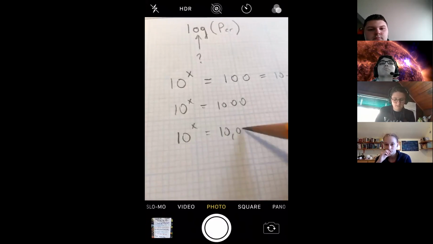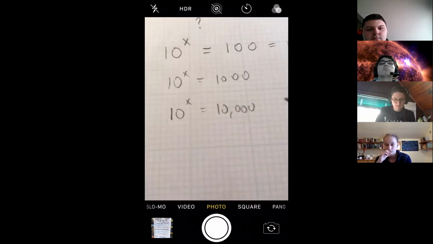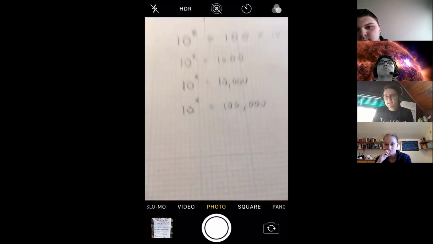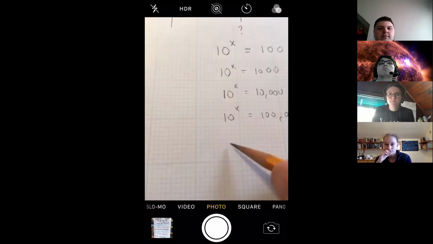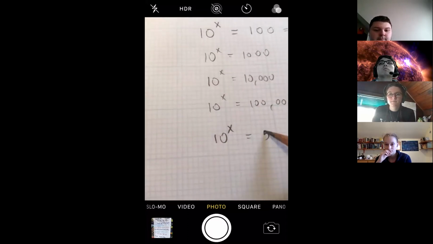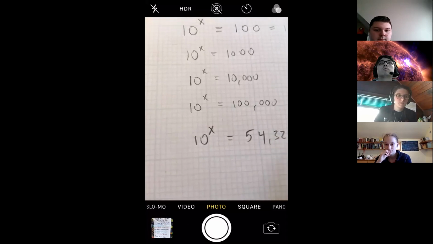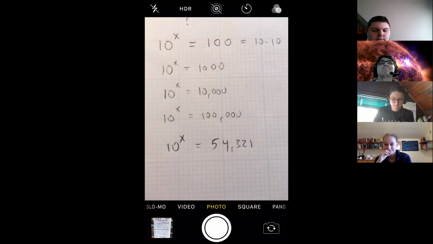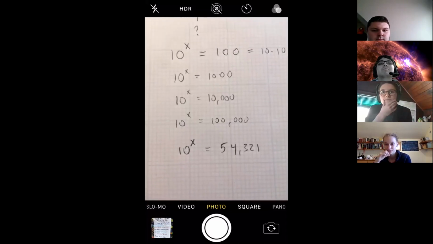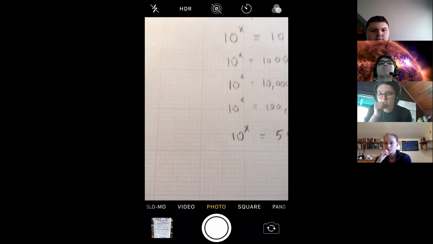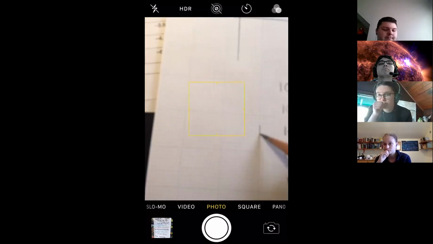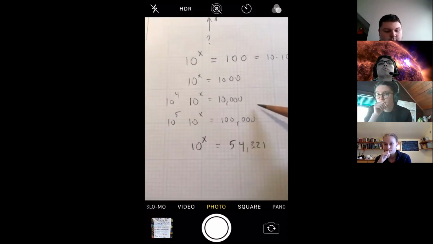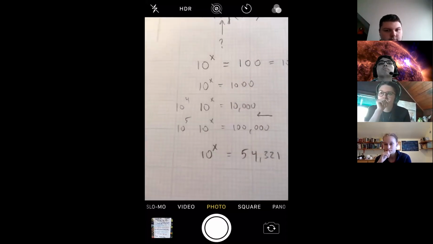What's x now? 4. What if it's 100,000? 5. What if it's 10 to the x equals 54321? It's 4.73 and more. Morgan knows what to do. So this is 10 to the 4 and this is 10 to the 5, right? And this is somewhere in between 10,000 and 100,000.